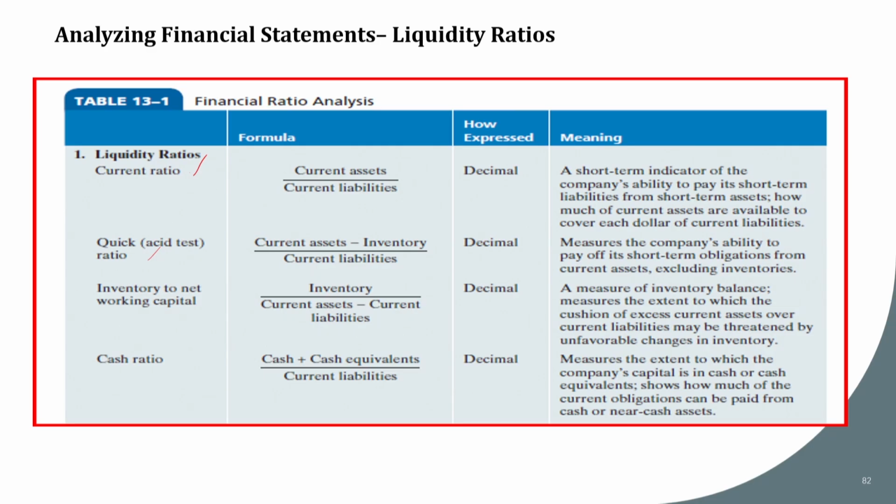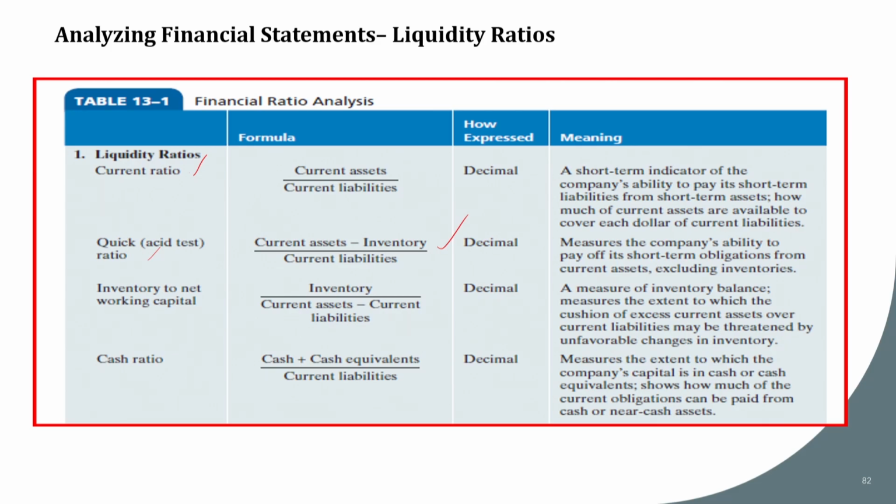So, here the quick ratio excludes inventory, testing liquidity more strictly, and this is measured using the formula: current assets minus inventory divided by current liabilities. Then the third ratio is the cash ratio.